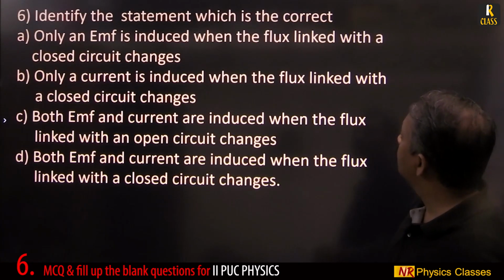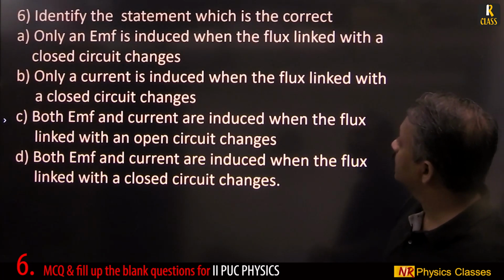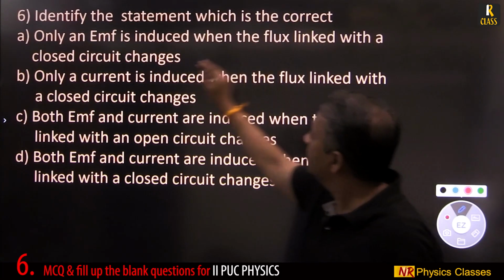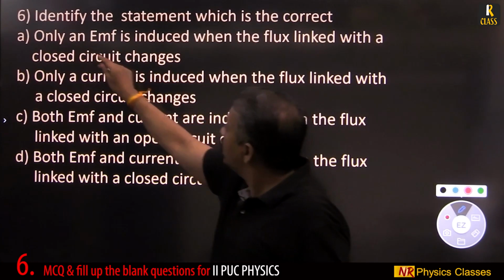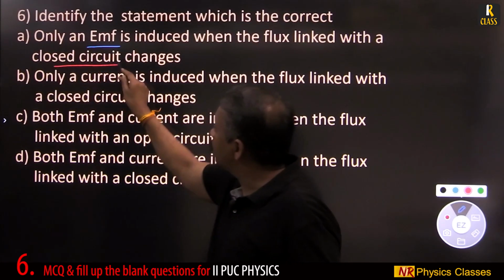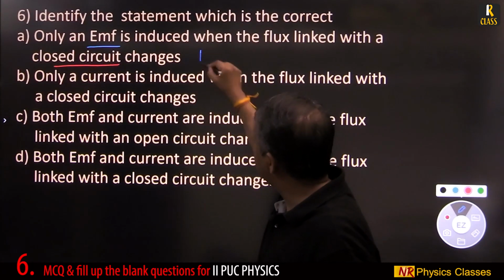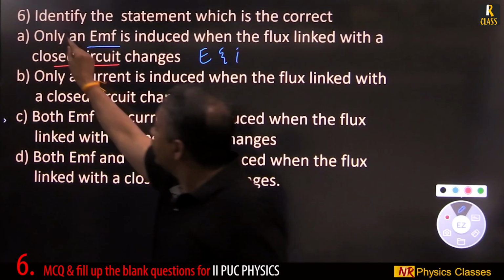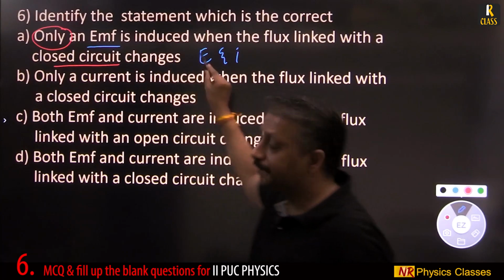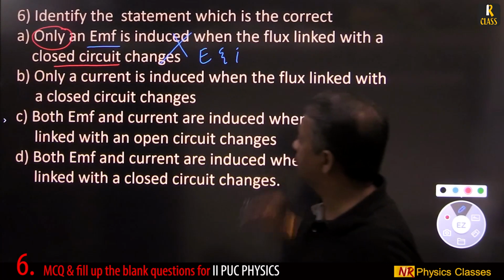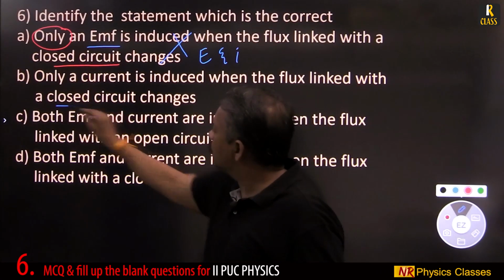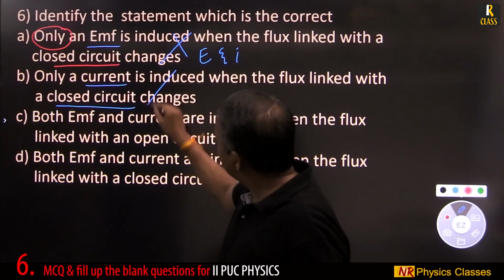Identify the statement which is correct. Only an EMF is induced when flux linked with the closed circuit changes. Only EMF, closed circuit. If there is a closed circuit, there is EMF and current. The word "only" is spoiling the statement. Therefore, no. Only current is induced? No. Closed circuit means there is current. There is also EMF.